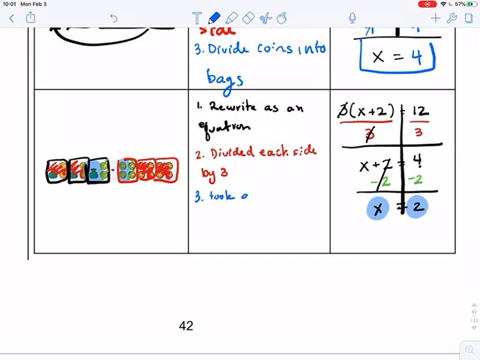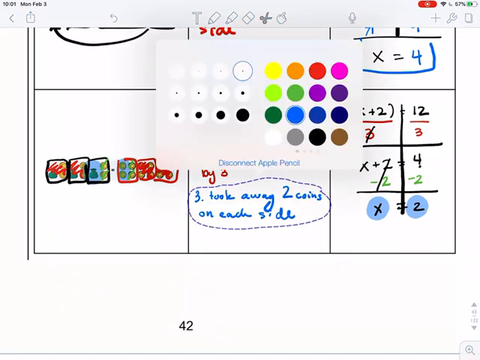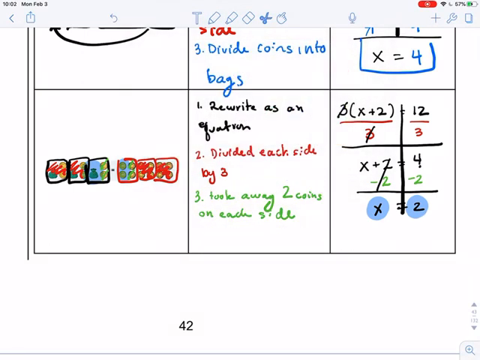So we took away 2 coins on each side. That we did in green. I have to change this color. Okay, and we were left with 1 bag and 2 coins.